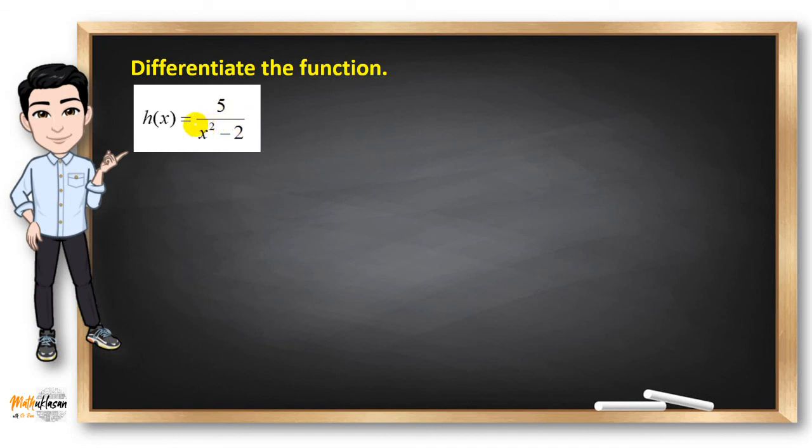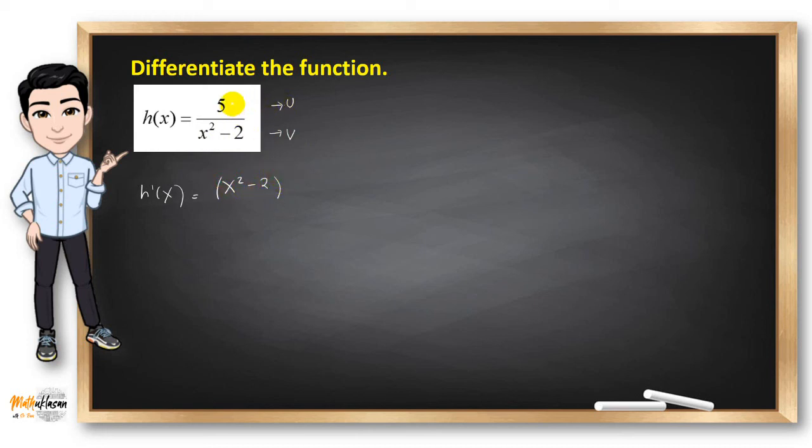So, dito hanapin natin yung derivative ng h of x which is equal to 5 over x squared minus 2. So, remember that ito yung ating u, tapos yung nasa baba naman ay yung ating v. So, gagamitin ko yung v du minus u dv all over v squared. So, para makuha natin ang derivative niyan, kailangan muna nating i-copy yung lower function, so which is v, x squared minus 2, at imumultiply natin yon dun sa derivative ng numerator.